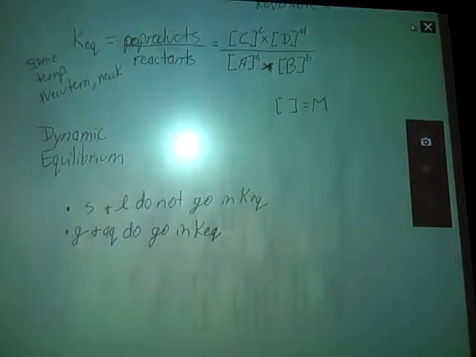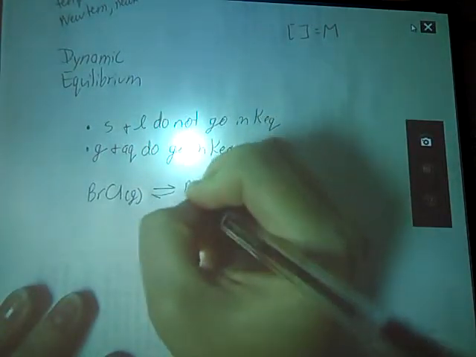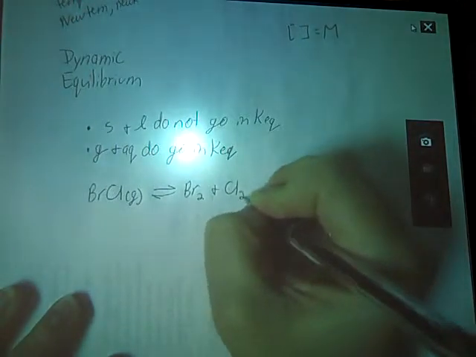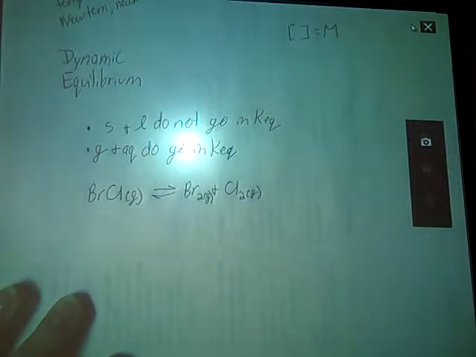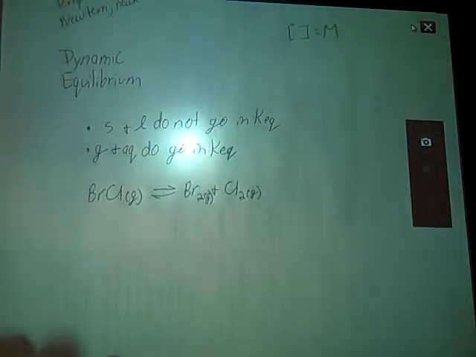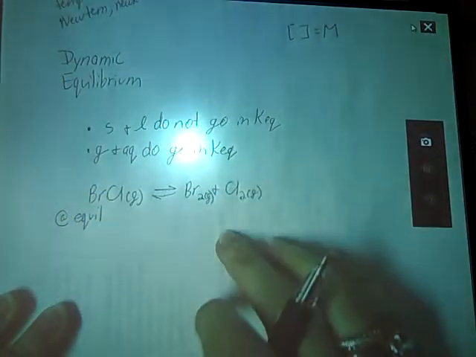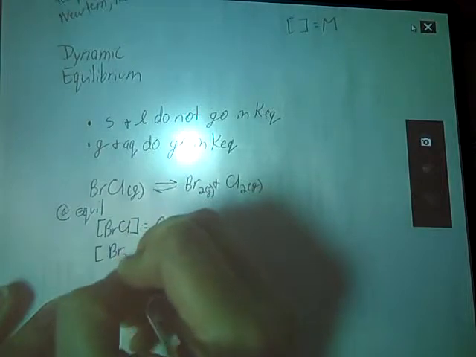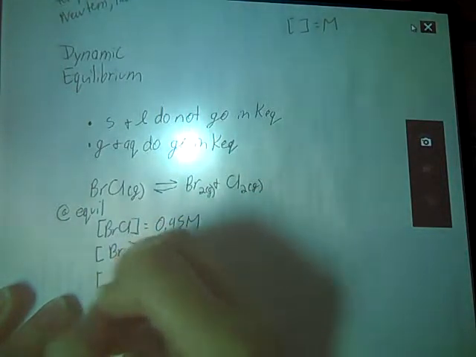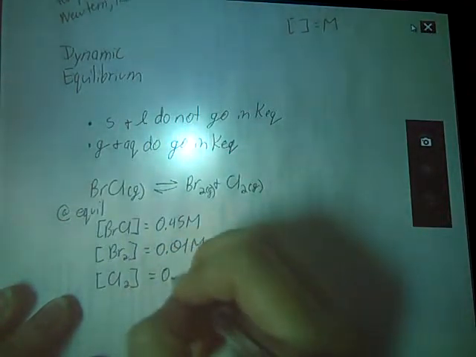So, just to give you an example of a KEQ type problem, let's say that we have a sample of bromine chloride gas that is decomposing into bromine, it's diatomic, and chlorine gases. And the problem tells me that after this reaction comes to equilibrium, so we put the BrCl in a box and we say go, we find out when we take our measurements that at equilibrium, my concentration of BrCl was 0.45 molar. Our concentration of Br2 was 0.01 molar. And our concentration of Cl2 was also 0.01 molar.